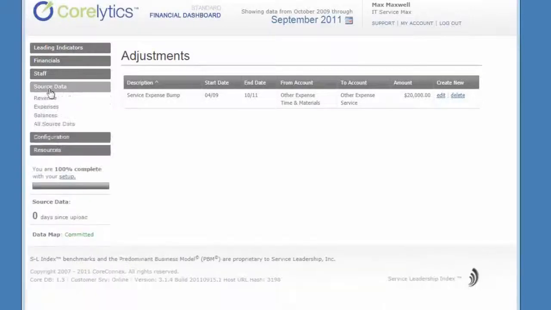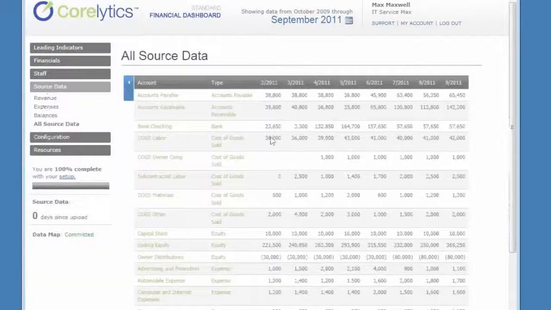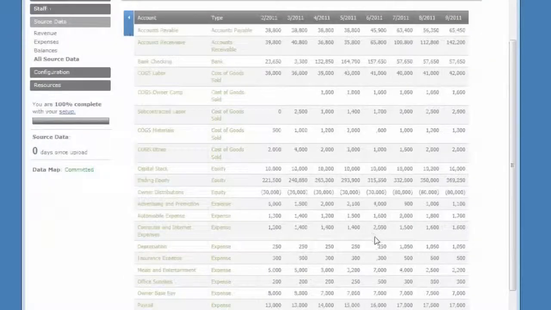Oh yes, source data. This is where you can look at the actual numbers coming from your accounting system. So if you're looking at one of those graphs and you see a spike in some particular month, then you can come in here and look for where that might be, and probably answer your question pretty quickly.